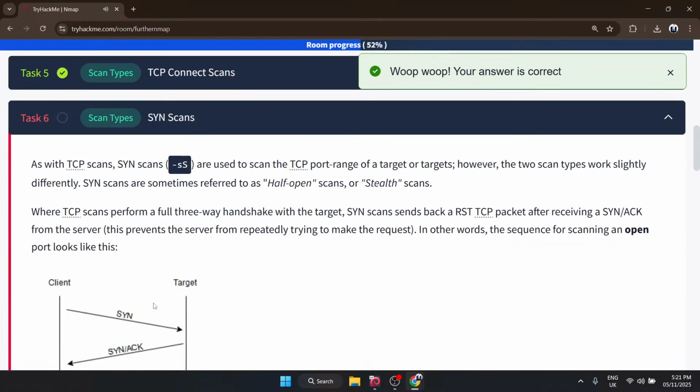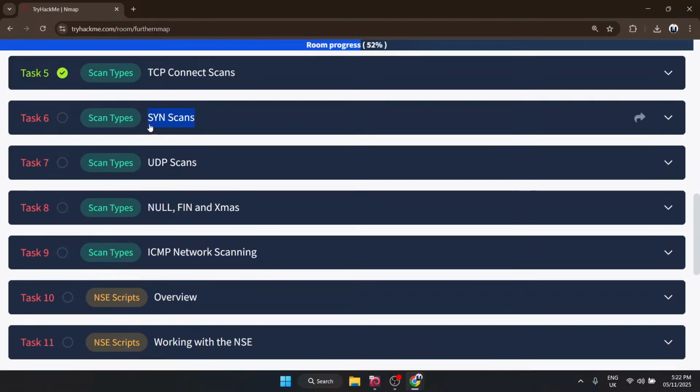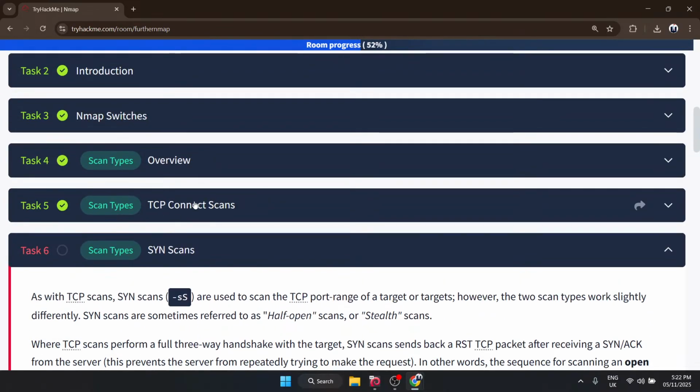Next is a SYN scan. Now, this is very important. This is also called a stealthy half-open scan. This is the most important scan, I would say, after the TCP, UDP, and all the other scans that we have done till now.